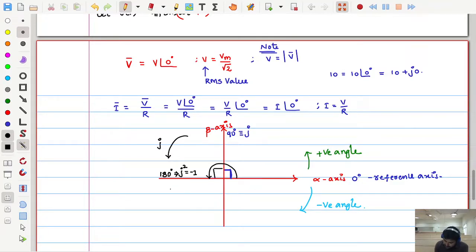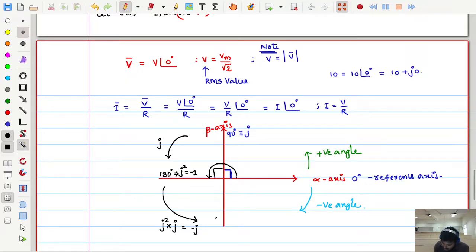If I take one more 90 degrees from the 180 degrees position, it becomes J square into J. Each 90 degrees corresponds to a shift of J. J is equivalent to 1 at an angle of 90. J magnitude is 1. The angle contributed by J is 90 degrees. So J cube, how much will we get? This is minus J.